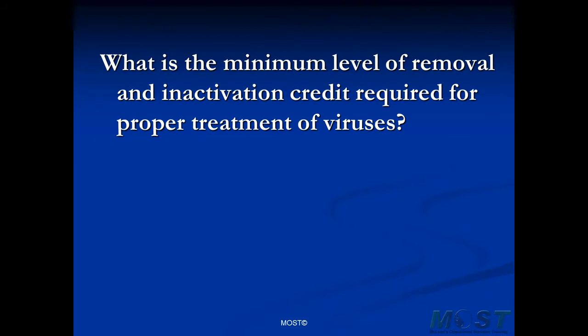What is the minimum level of removal and inactivation credit required for proper treatment of viruses? Well, we really don't have an MCL for viruses, but if we had to state one right now, it would be 4 logs of reduction in the level of viruses entering our treatment facilities. Our treatment facility should drop it by 4 logs, or 99.99% reduction. And that is the sum of our 2 barriers, removal and inactivation. It has to come to at least this level of protection.